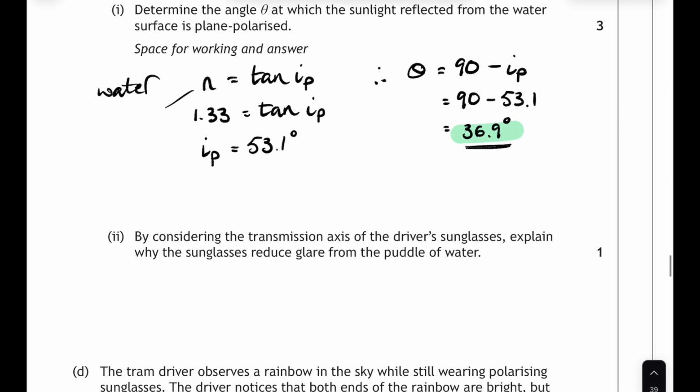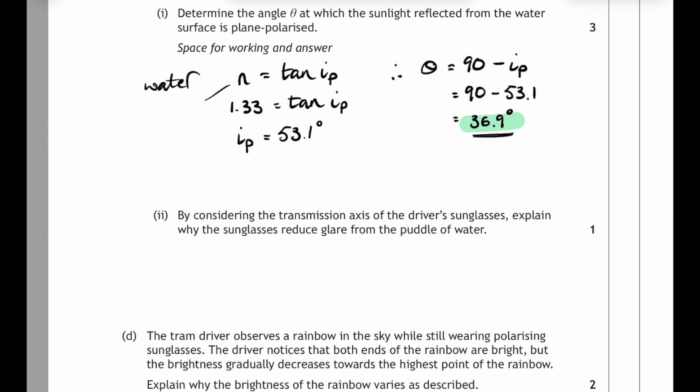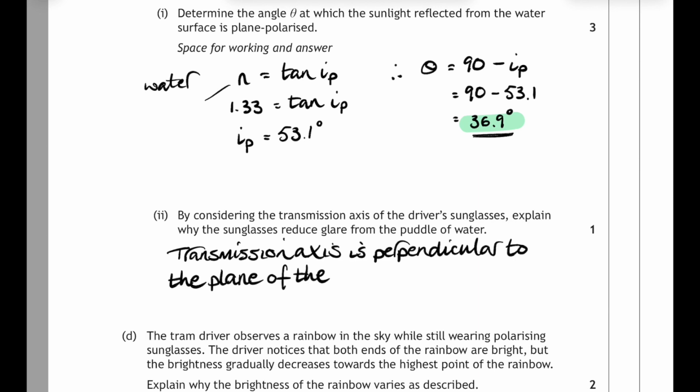Part 2, by considering the transmission axis of the driver's sunglasses, explain why the sunglasses reduce glare from the puddle of water. Well, the sunglasses are acting like an analyzer, and the transmission axis of the sunglasses is perpendicular to the plane of polarisation of reflected light.